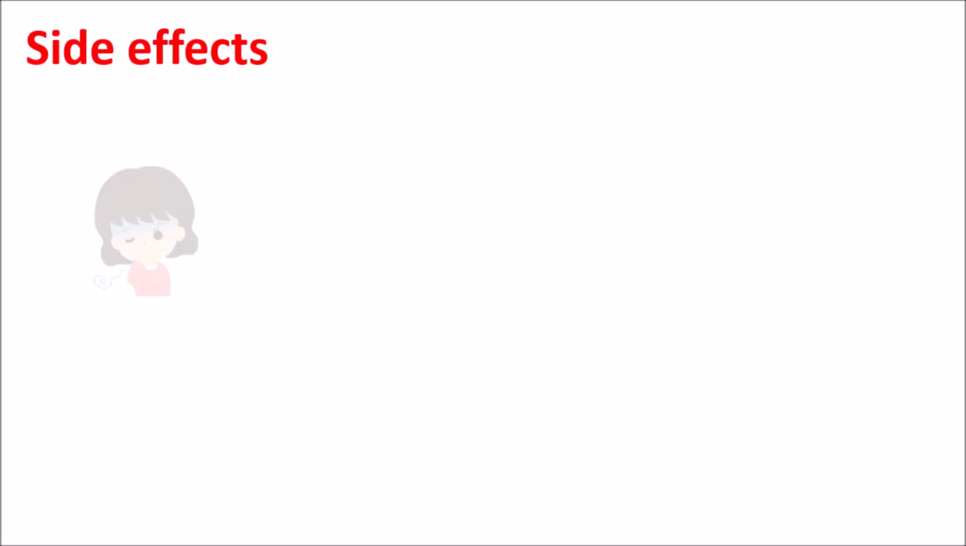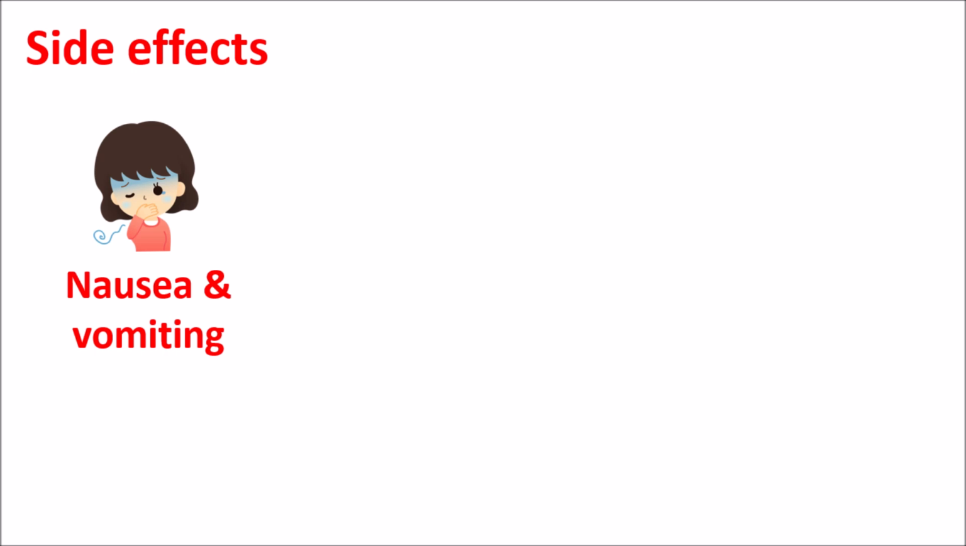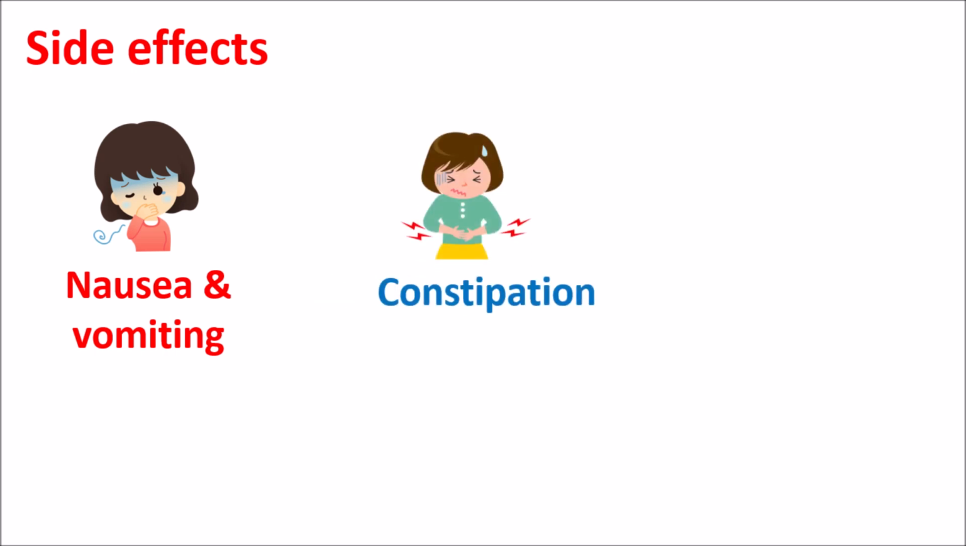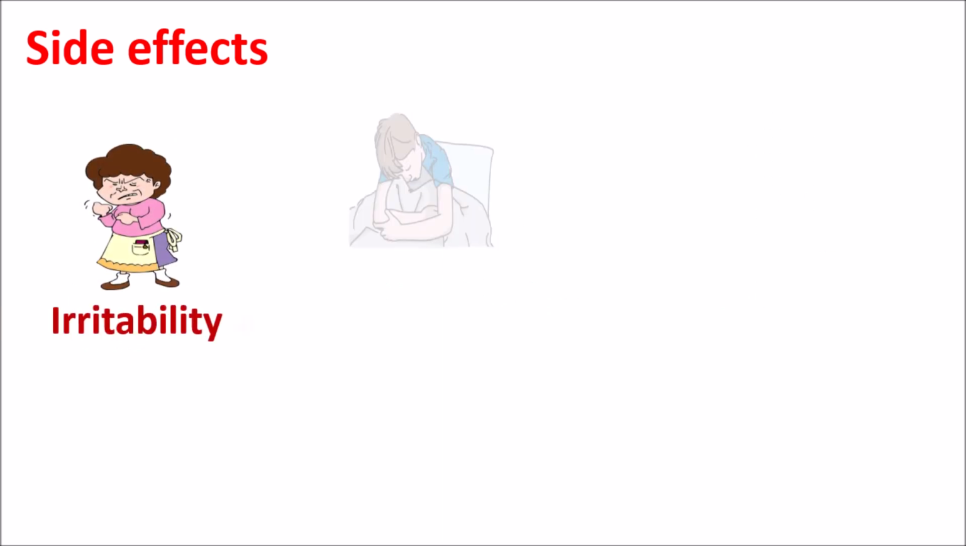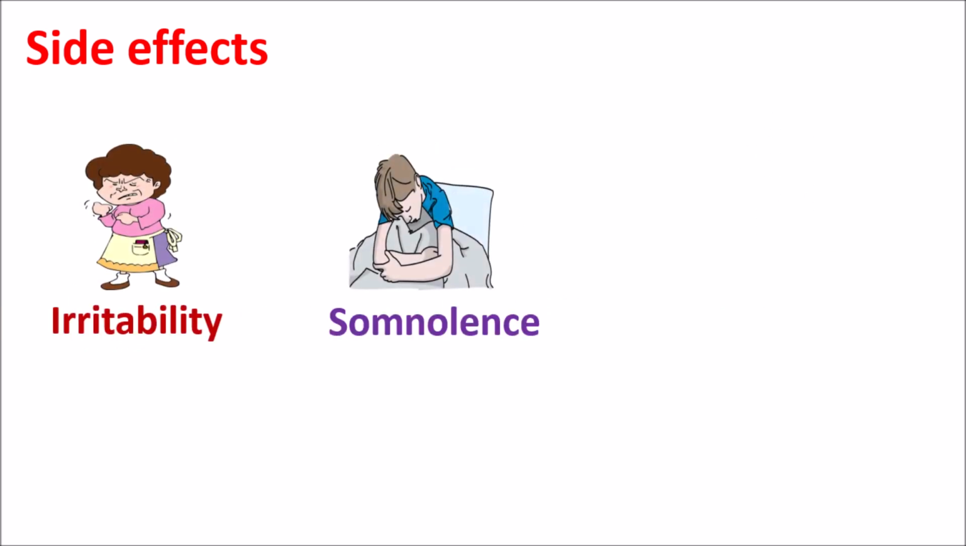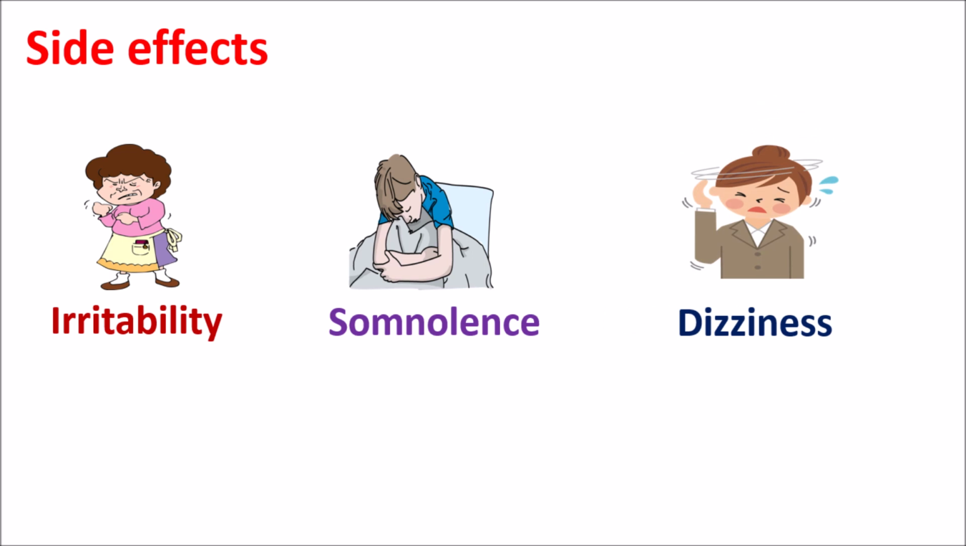The important side effects mainly include nausea and vomiting, and it can also produce some gastrointestinal side effects like constipation. It can also produce some imbalance in the body. So postural imbalance is one of the important effects of brivaracetam, and other central effects like irritability, somnolence, sleepiness, and dizziness are commonly observed side effects with brivaracetam.